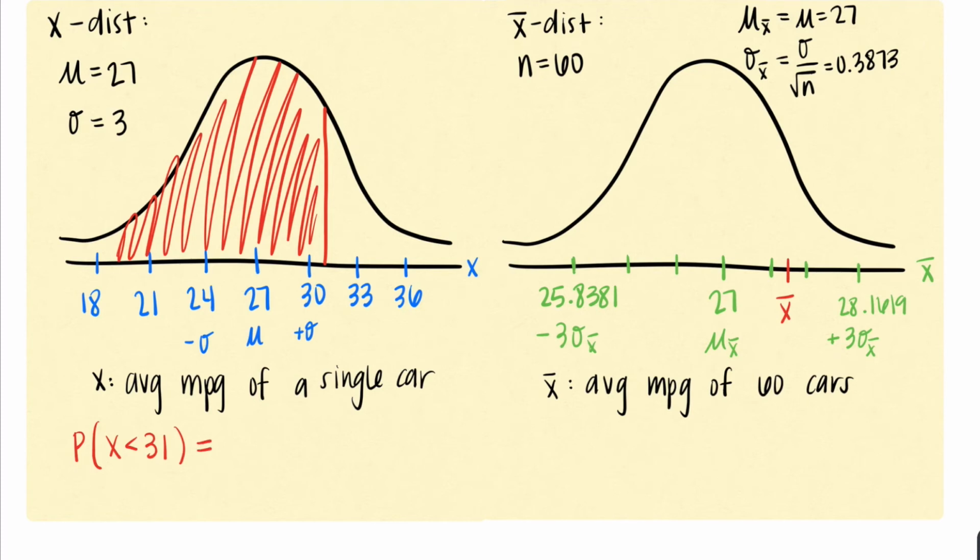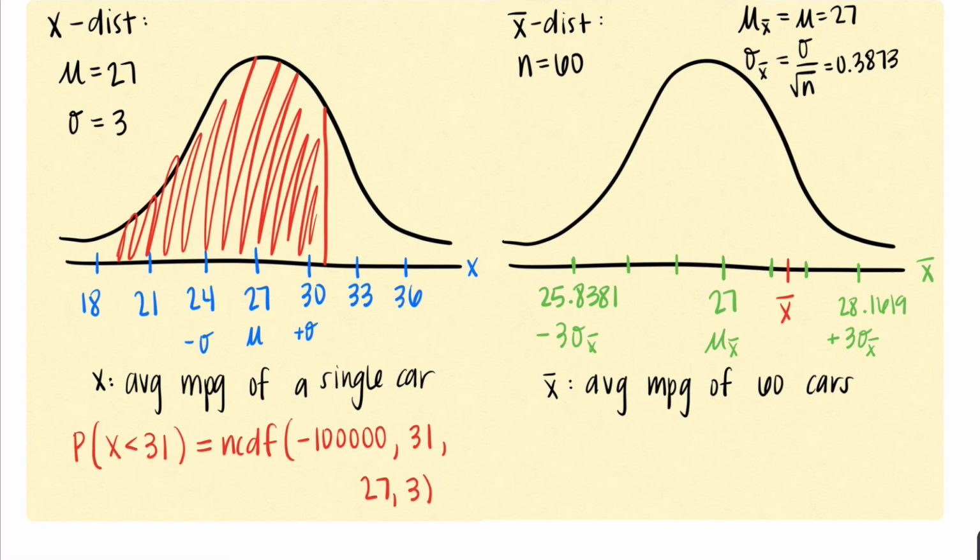If I use a TI-83, then I can use my normal CDF function. Negative 100,000 is a safe bet for the majority of the distributions that we work with when we're looking for probabilities less than a value. Then my maximum value is going to be the 31. And my mean and standard deviation should be the mean and standard deviation from the curve that I'm using, right? So I'm going to have 27 and 3.